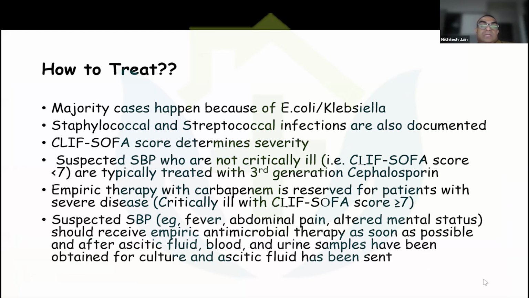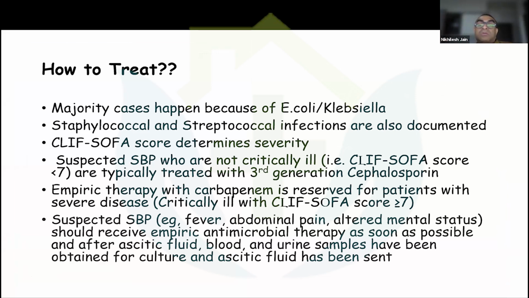So how do you treat? Now, the majority of these cases happen because of E. coli or Klebsiella. At times, they have also documented staphylococcal and streptococcal infection, but the majority still is E. coli and Klebsiella. For suspected SBP who are not critically ill.